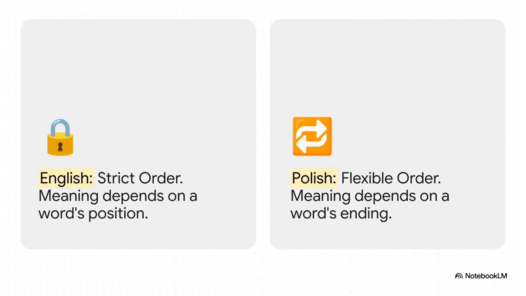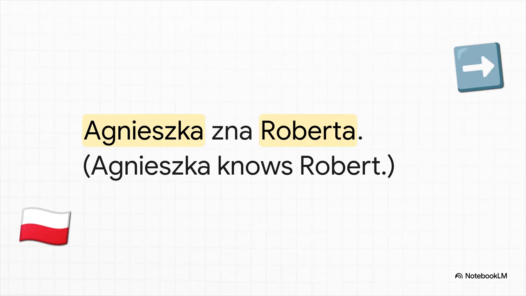Here's the deal. In English, we are locked into a very strict word order: subject, verb, object. Agnieszka knows Robert. If you flip it and say Robert knows Agnieszka, you've completely changed the meaning of the sentence. But in Polish, because those little case endings tell you who's doing what to whom, the word order can be way more free. So let's look at our sentence one more time. Agnieszka zna Roberta. We know from the endings that Agnieszka is the subject and Robert is the object.